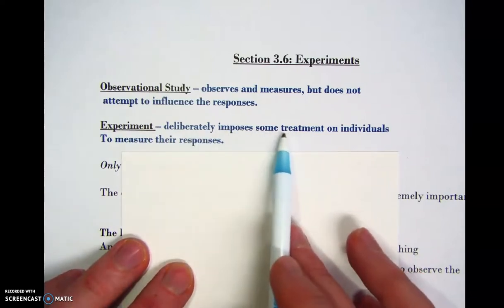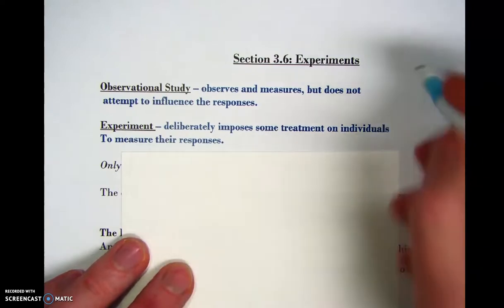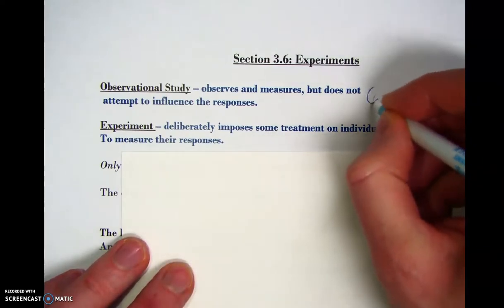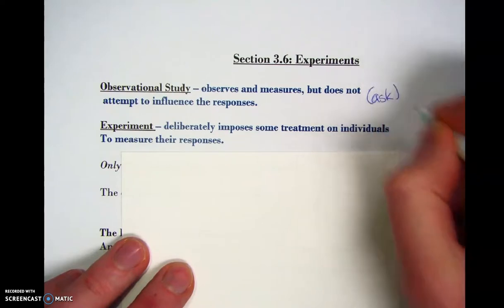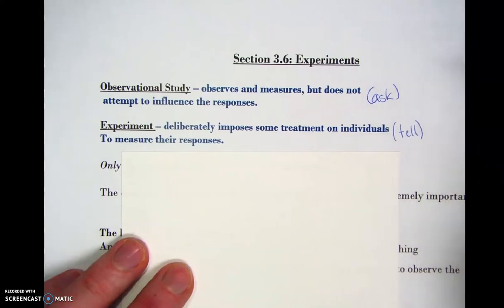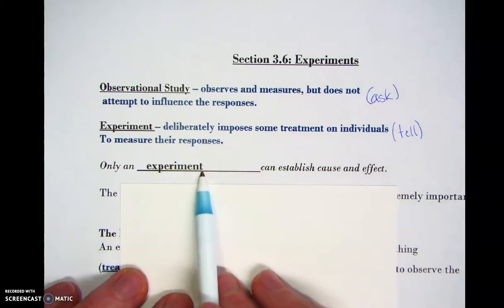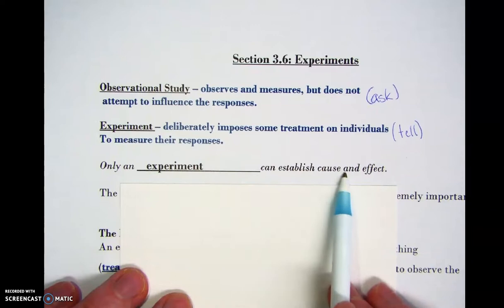This doesn't have to be medical. This can be anything that we ask the individual to do, and then we measure their responses. So this is ask, and this is tell. The response variables, the explanatory variables, can be the same in either way. It comes down to, did these subjects get to choose what they were going to do, or were they told what to do? And this is important because only an experiment can establish cause and effect.